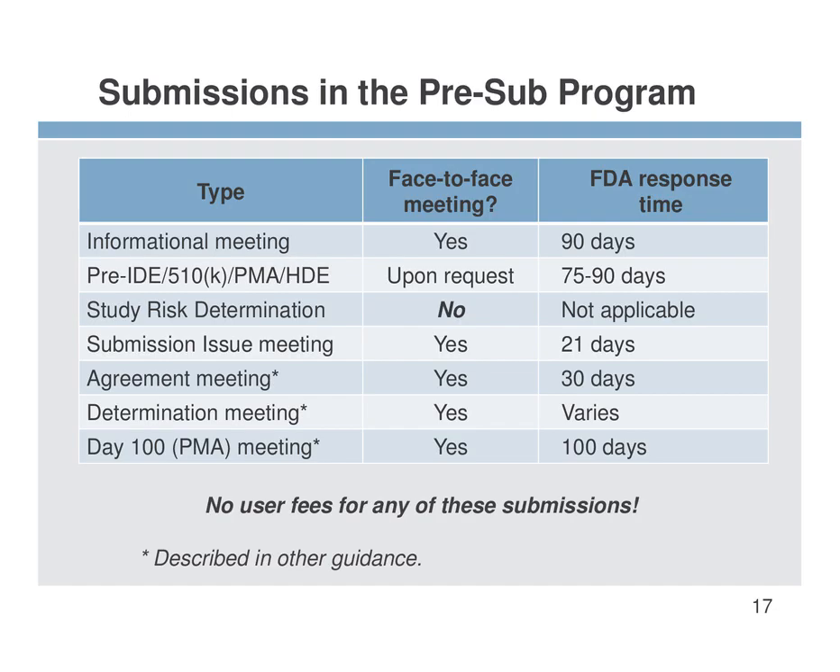So what are those other submissions? This table is straight from their guidance. They have 1, 2, 3, 4, 5, 6, 7 different meetings in addition. Most of them are face-to-face. One is not. Most of them have a variety of time frames to respond to. The informational meeting, the study risk determination, the submission issue meeting, we'll talk a little bit about those in the next few slides. We're not really going to talk about agreement meetings or determination meetings.